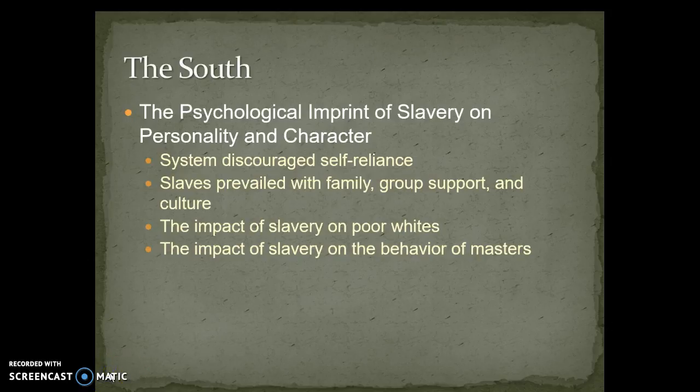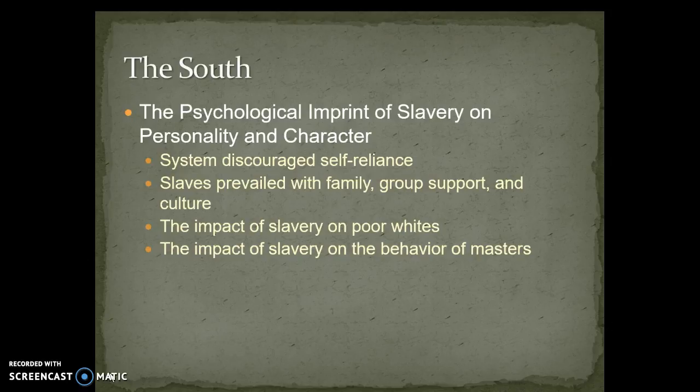With few exceptions, such as Denmark Vesey, most slaves appear to resign to their fate. The system fosters submissiveness and discourages independent judgment and self-reliance on the part of the blacks. In spite of this, slaves maintained strong family and group attachments as well as a culture of their own. Slavery had a detrimental impact on poor Southerners who associated working for others with civility. Slavery inevitably affected the master class as well.